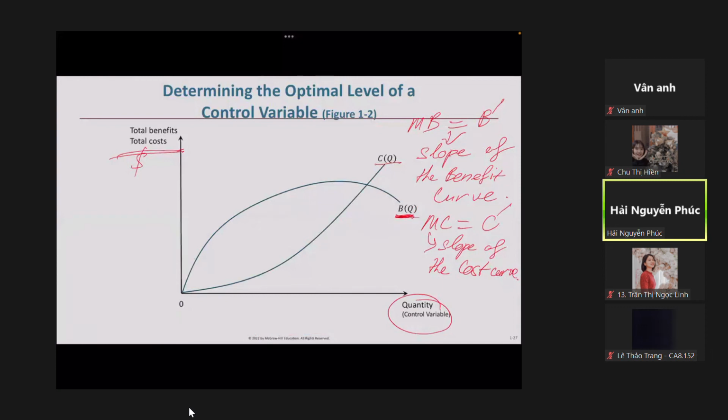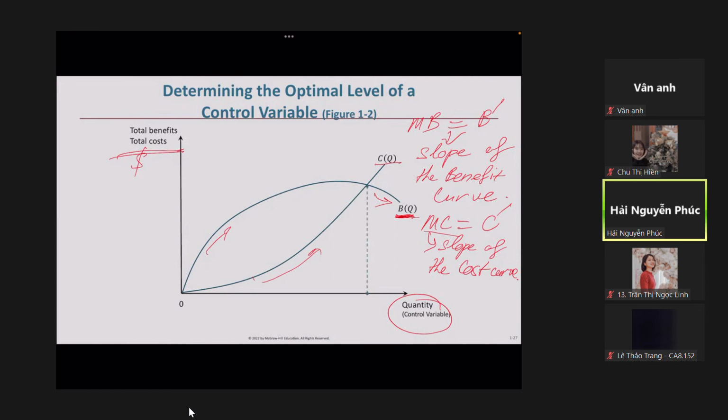You can see that initially it is increasing. See? Then it is decreasing. Here it is decreasing, here it is increasing. For the cost function, you can see that it is increasing. All right? The slope of the cost curve is increasing.